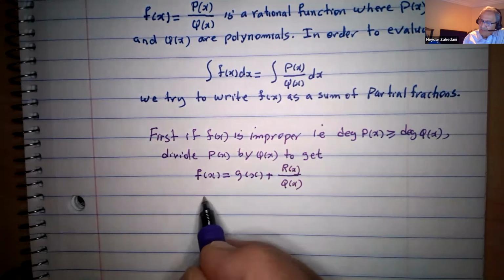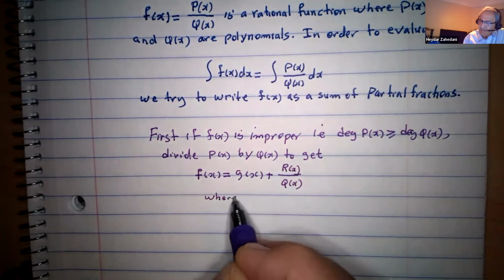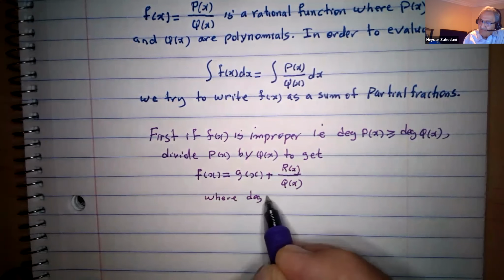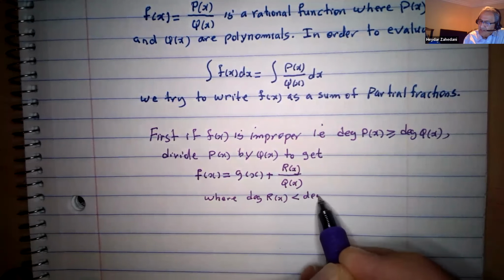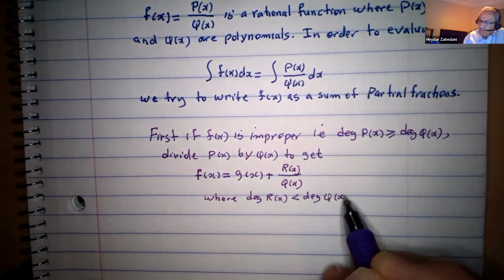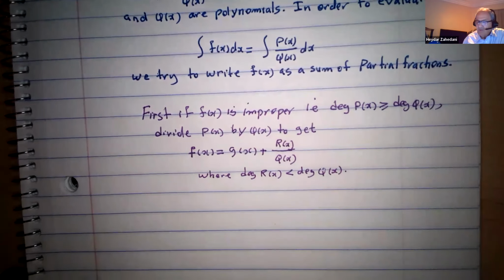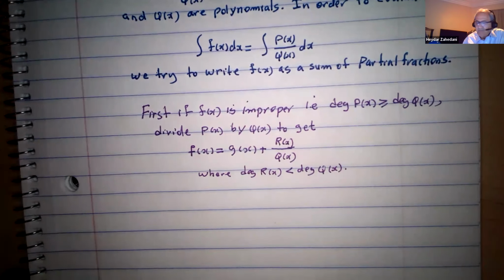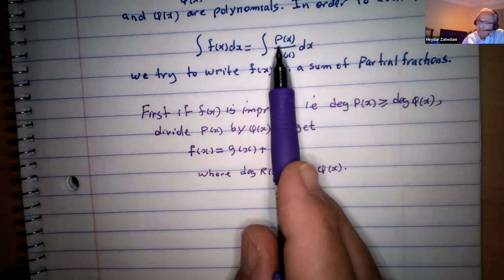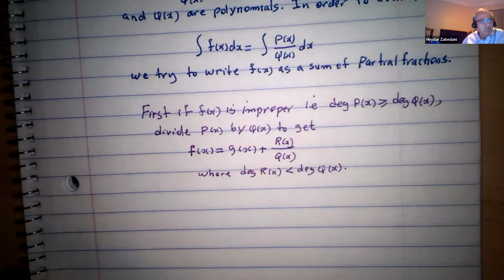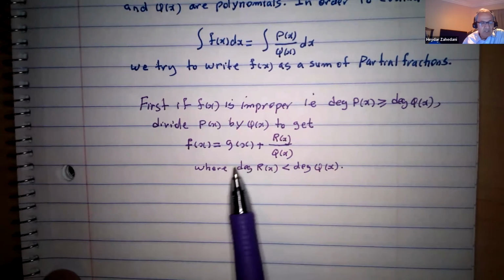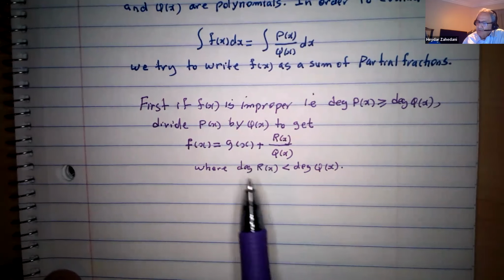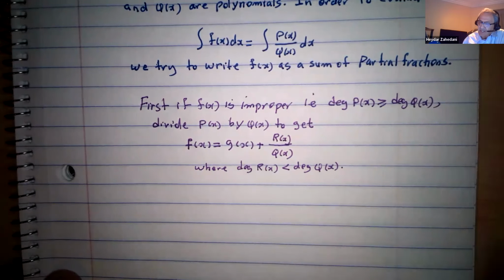And of course, in this case, the degree of the top, r of x, is going to be strictly less than the degree of q of x. So if you need it, you have to do it. From now on, we can assume that the degree of p of x is less than that of q of x, because now it would be easy.